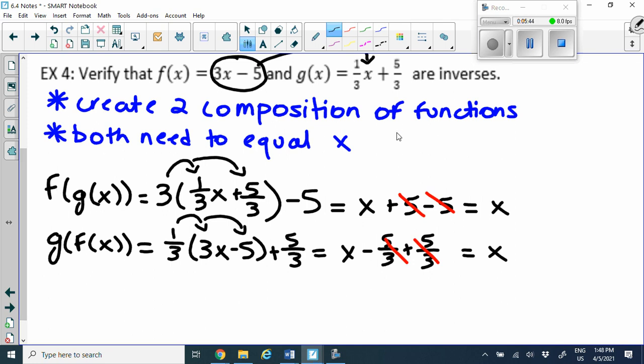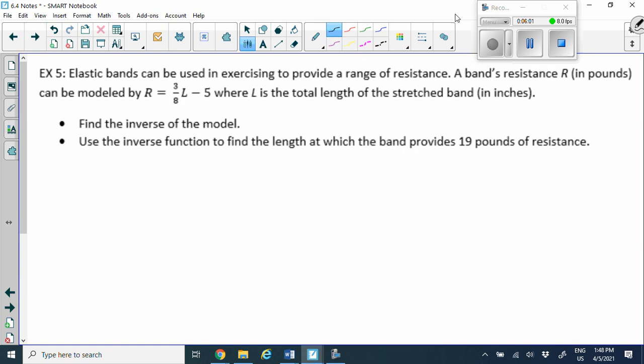Okay, now for your homework assignment, it is going to ask you to verify, but also to say, are the two functions inverses? So you just have to make sure when you do both compositions of functions that both of them equal x. Okay, now let's go ahead and do our last problem for this part.